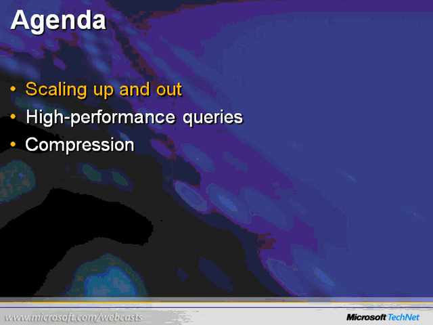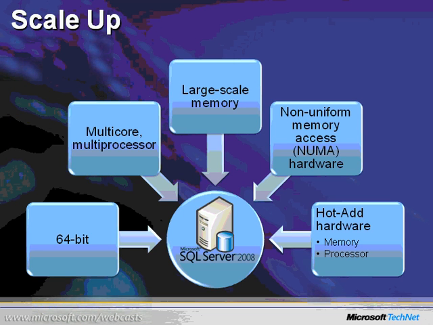All right, so the nitty-gritty on the agenda: we're going to be talking about scaling up and out, as well as some high-performance query information, and then we'll go into our compression at the very end of the session. All right, so scaling up and out. There are actually two different ways that we can scale our SQL systems. There's scaling up, and then there's scaling out.